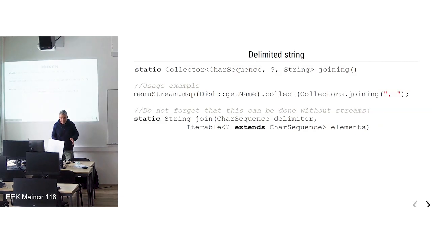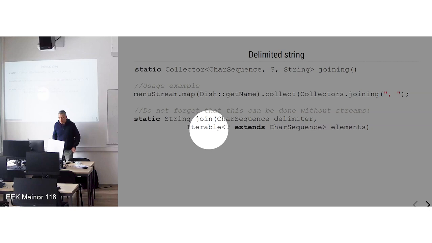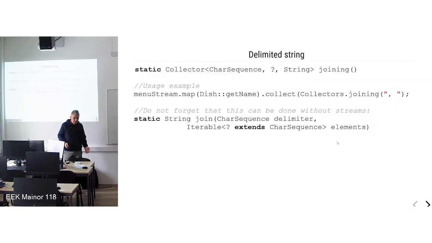Or if you don't have streams, if you just have an iterable, if you have just a list of strings or array of strings, you still can use this join to join multiple strings into one using comma separator or whatever separator you want.